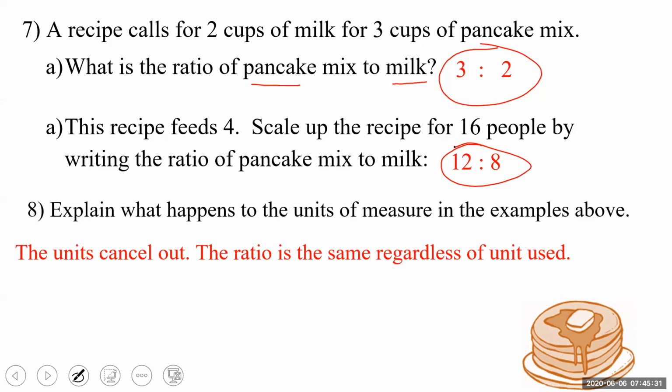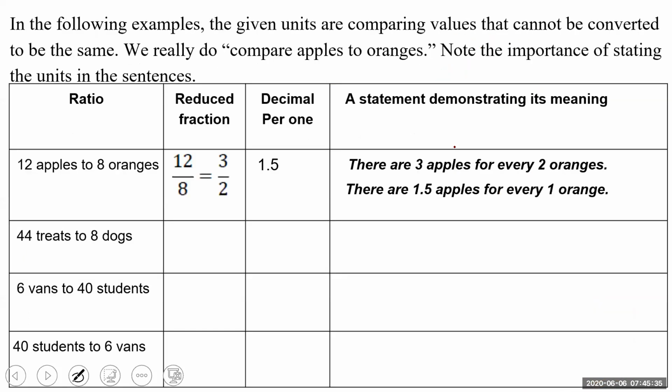Now, right, so the ratios cancel out. Now, in the following example, we want to look at how we can interpret. So we write as a reduced fraction, as a decimal, and then we interpret. So this example has been done for us. So 12 apples to 8 oranges, okay? So if you reduce that, you have 3 out of 2, as a decimal, you have 1.5.